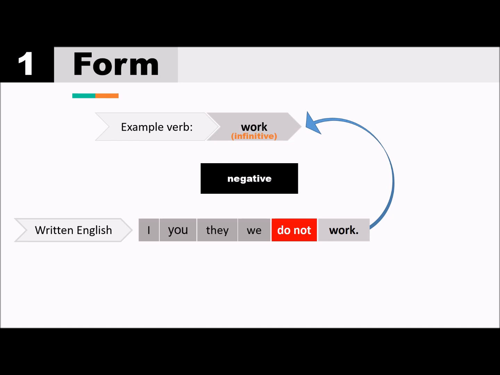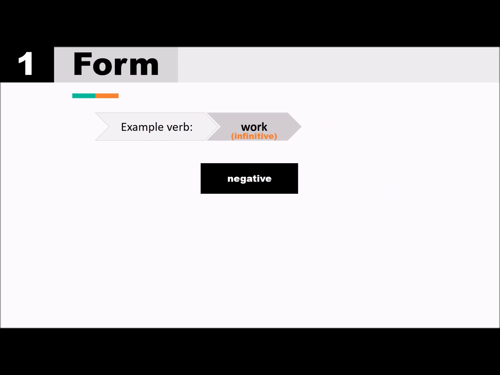Do not has a contraction in spoken English. The contraction is don't. For example, I don't work. You don't work. They don't work. We don't work.